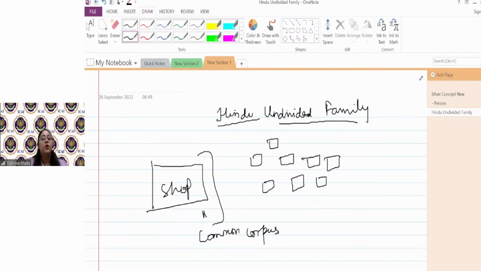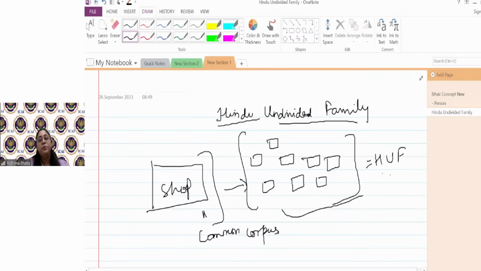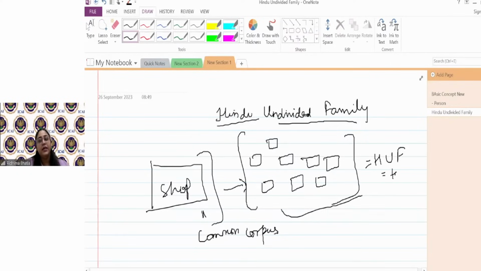meaning common capital, if any income is getting generated, that common corpus can be a property, any business, any investment, anything, and it is generated by the family as a whole. This family as a whole would be called HUF, Hindu Undivided Family, and they would be a different category of taxpayer. Because whatever this shop is earning, my friend, does not just belong to one person, it belongs to the family as a whole, can be 2-3 generations also, right?